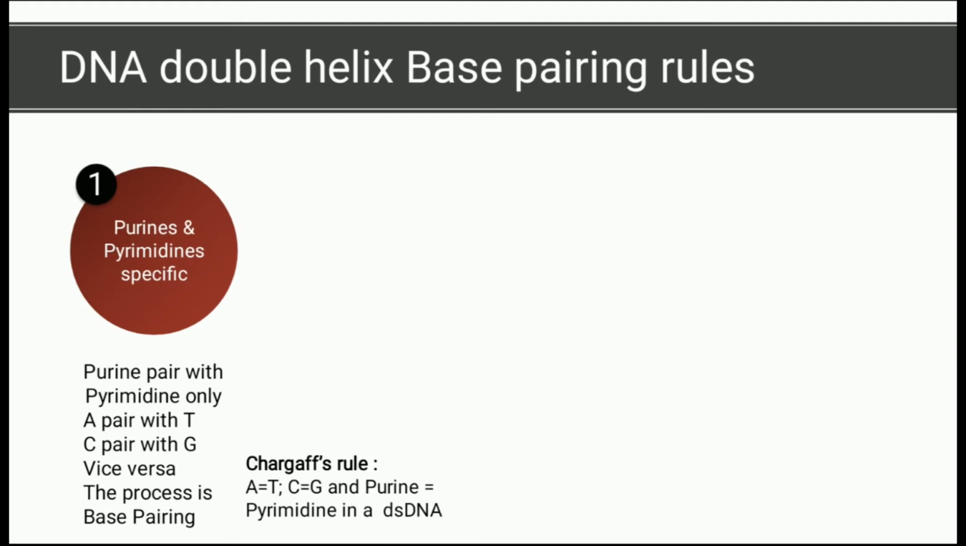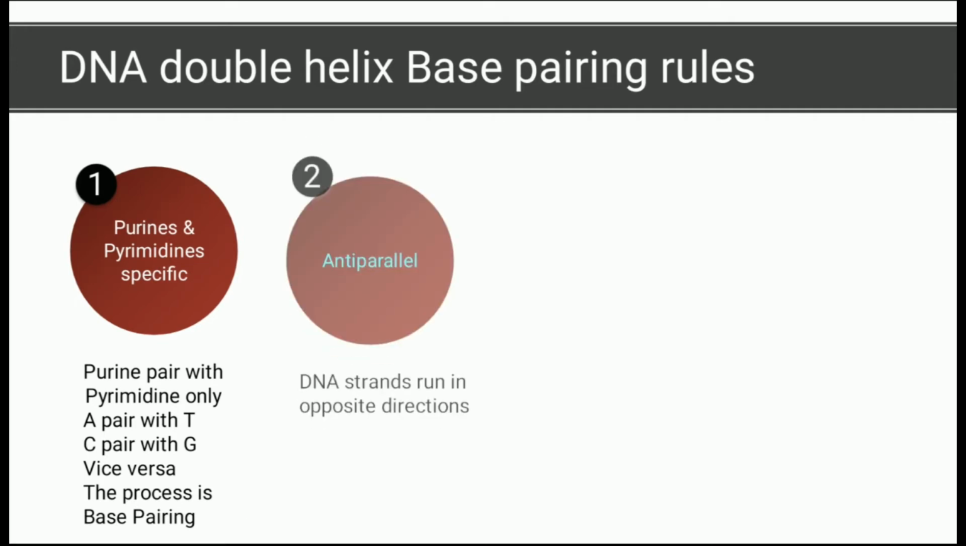The scientist Chargaff identified that in a DNA strand the proportions of nitrogen bases are not uniform and they follow certain specific rules. The rules are: the number of adenine present is equal to T. Similarly, C is equal to G, and the total number of purines is equal to the total number of pyrimidines in a double stranded DNA. This is called Chargaff's rule.